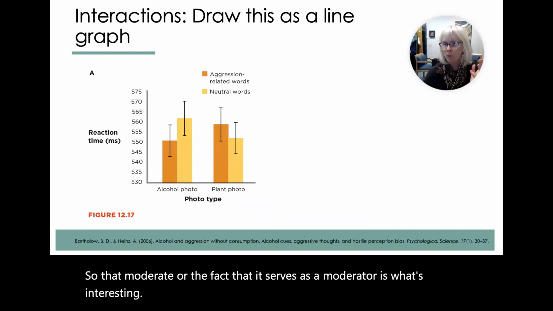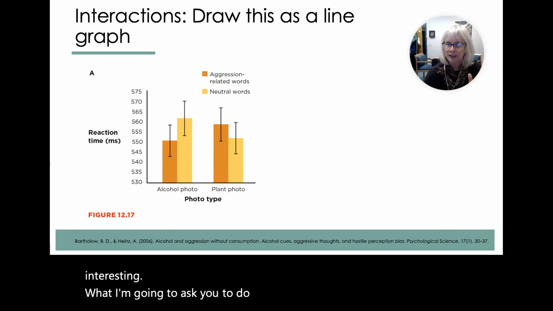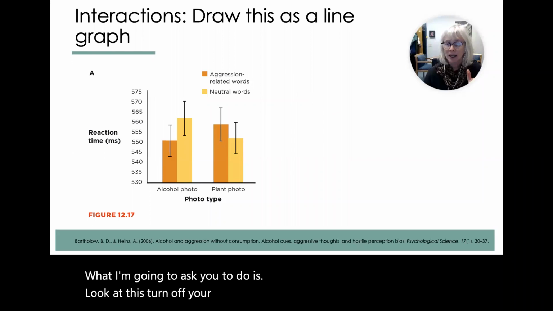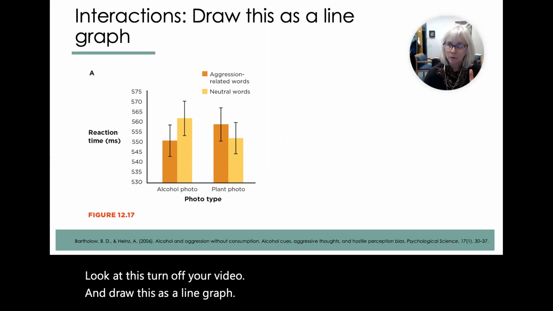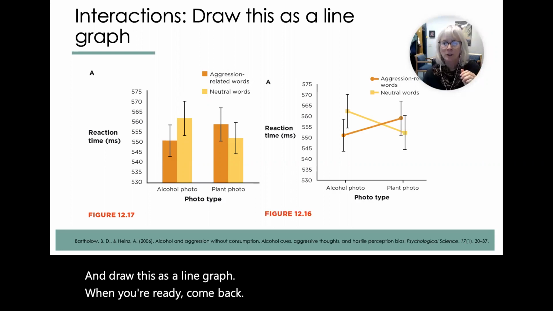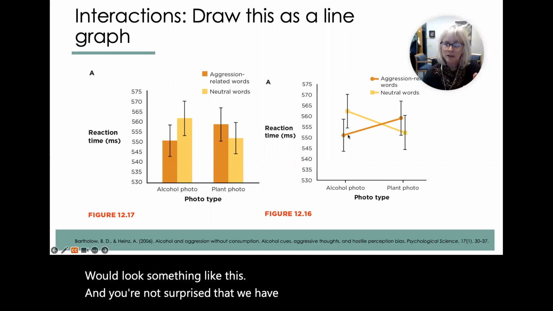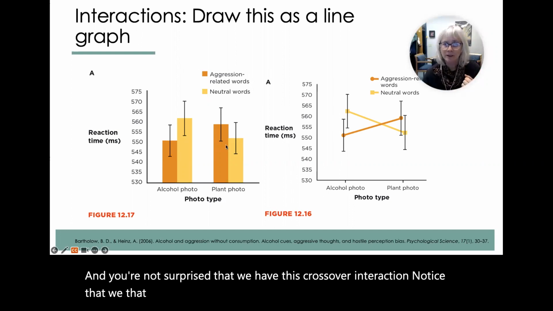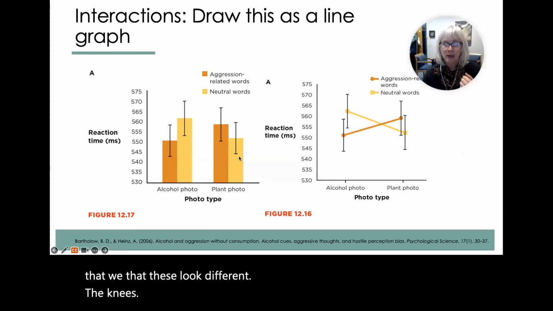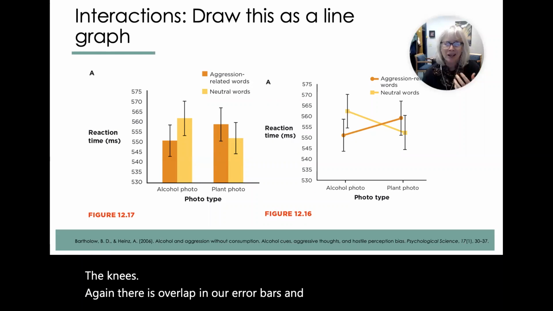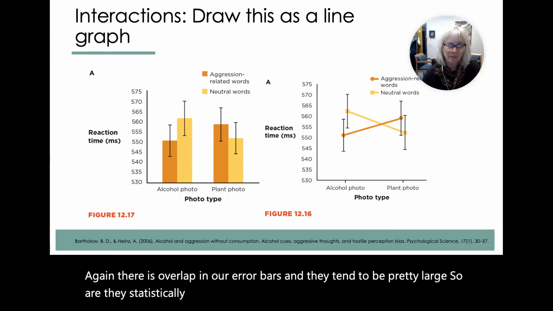What I'm going to ask you to do is look at this, turn off your video, and draw this as a line graph. When you're ready, come back. It would look something like this. And you're not surprised that we have this crossover interaction. Notice that these look different than these. Now, again, there's overlap in our error bars, and they tend to be pretty large. So are they statistically significant? Maybe not.